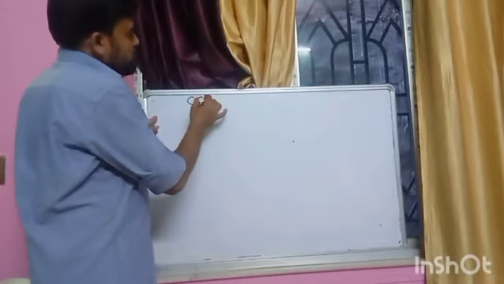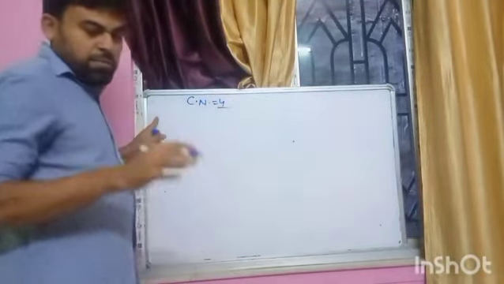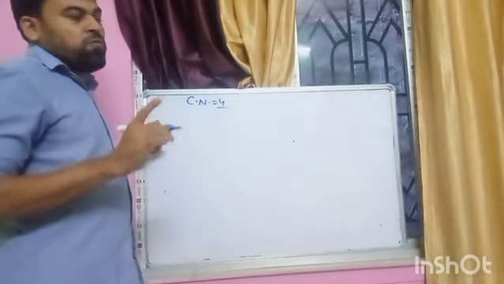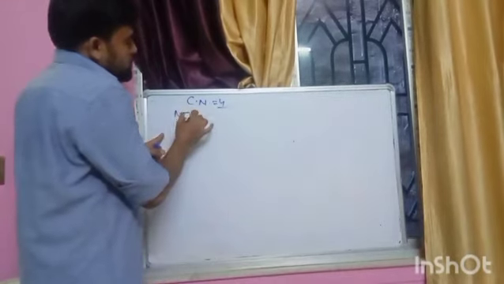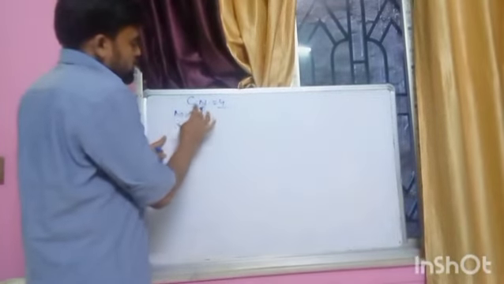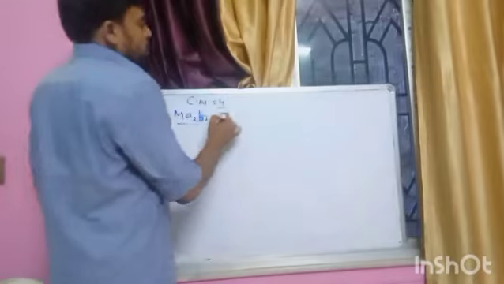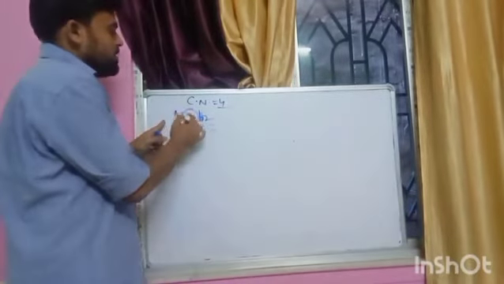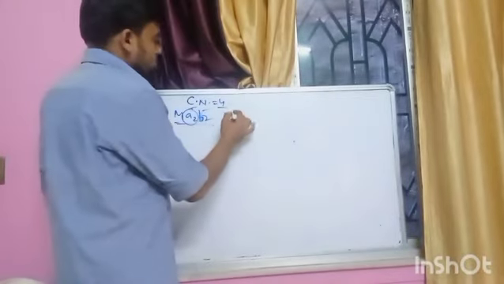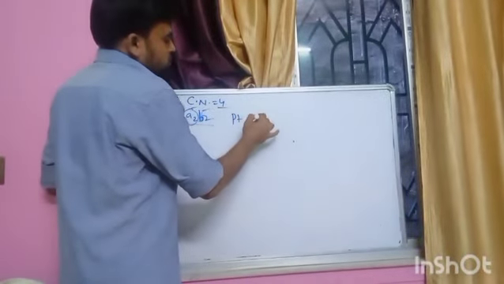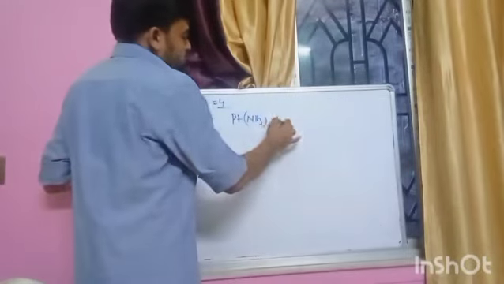Coordination number 4 means the central metal ion is attached with 4 ligands. For example, Ma2b2, where M is the metal ion, A is one type of ligand and B is another type of ligand. An example is Pt(NH3)2Cl2.